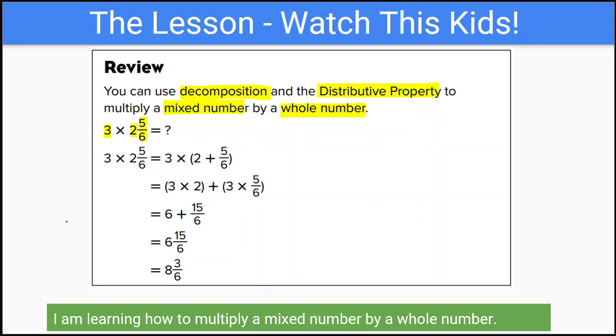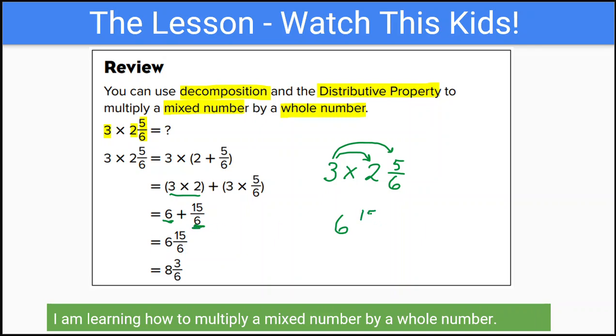Okay, I'm going to do it on the side here, and then we'll talk about what the equation looks like. So most adults, when they would do this, would say 3 times 2 and 5/6. First we're going to multiply the whole numbers together. 3 times 2, we're going to use a distributive property. 3 times 2 would be 6. But now we've got to go times the fraction, right? 3 times 5/6, well, that's going to be 15/6.